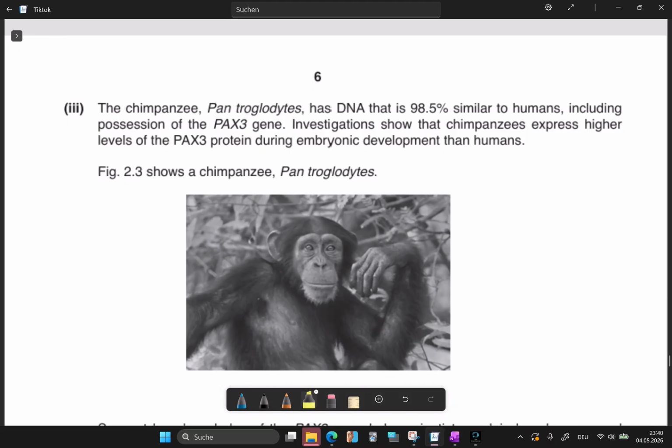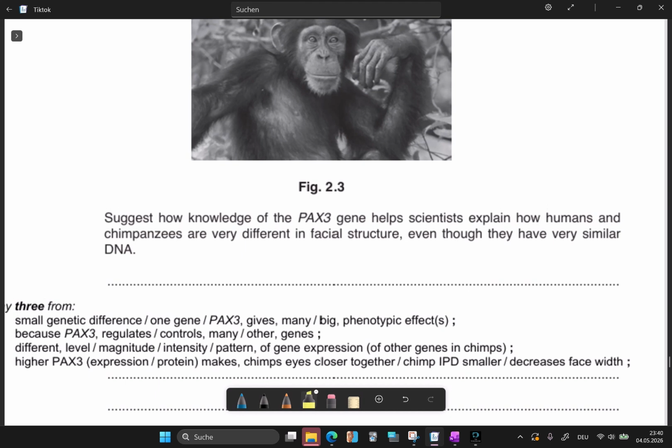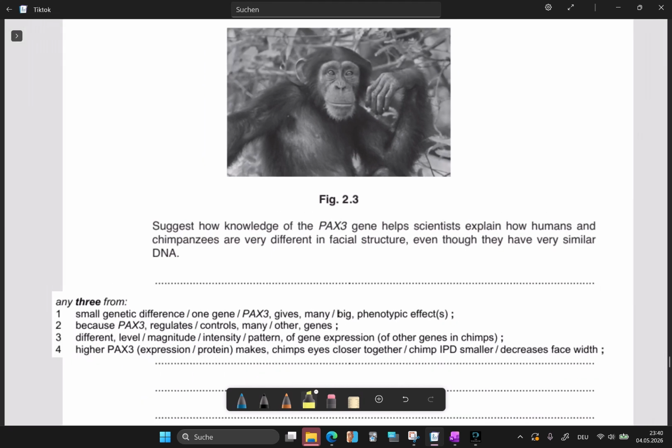The DNA of chimpanzees is 95%, 98.5% similar to humans, including the possession of the PAX3 gene. So the chimpanzees also have this gene, but the chimpanzees show a very high expression of this gene. Okay? Suggest how knowledge of this gene helps scientists explain how humans and chimpanzees are very different, have different facial features, even though they are very similar in DNA.